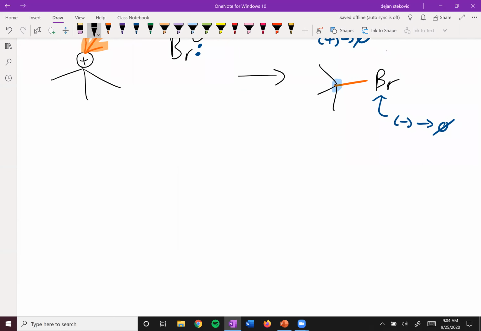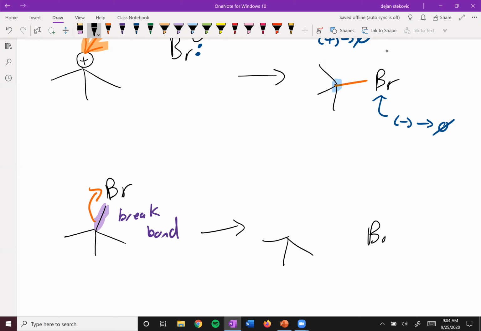We could also have the reverse of this reaction occur, and we can think about what our products are going to be. We see that the electrons in this bond are now leaving and going onto the bromine, so we're going to break this bond. You can see I've drawn that bond being broken there.